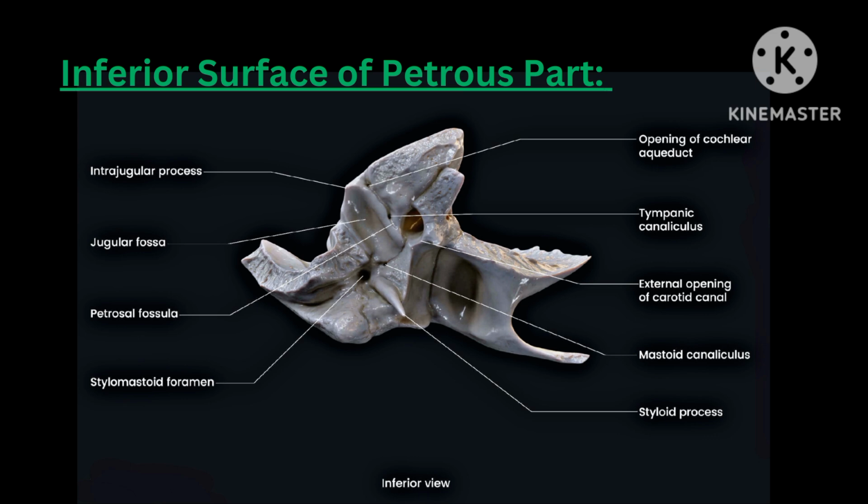Carotid canal. Musculotubal canal, divided into 2 semicanals. Semicanal for tensor tympani muscle. Semicanal for auditory tube.